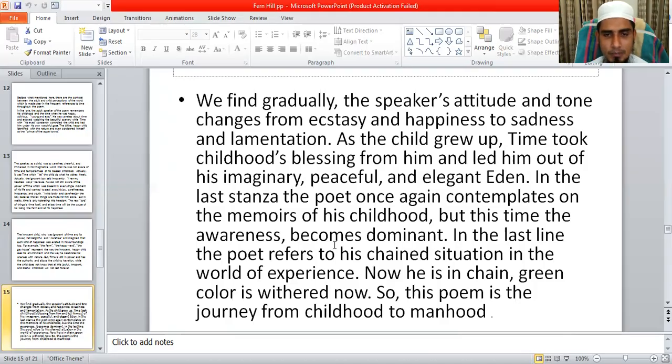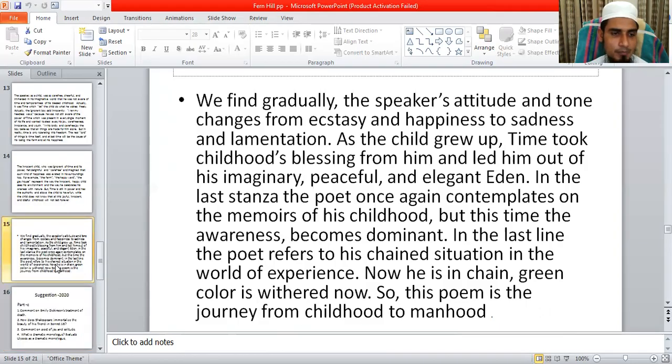the awareness becomes dominant. In the last line, the poet refers to his changed situation in the world of experience. So now he is in chains, the green color is withered now. So this poem is the journey from childhood to manhood. You know, this is the main theme. This is also very much important.